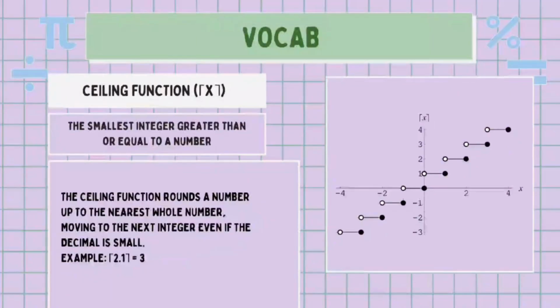Because we dropped the decimal down and moved down, you can think of it like taking the number to the floor below it. Next is the ceiling function, written as ceiling of x. The ceiling function rounds the number up to the nearest whole number, no matter how small the decimal is. So if x is 3.8, then the ceiling of x equals 4, because we move up the integer. This is like going up to the ceiling above the number.